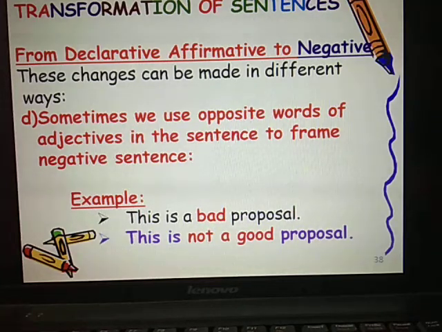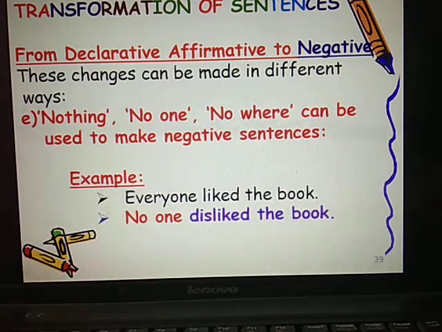So from declarative, affirmative to negative: this is a bad proposal. This is not a good proposal. See, if we have written this is a bad proposal, this is not a bad proposal, that means this is not a good proposal. This is a bad proposal, means we are saying the proposal is bad. So when we change into negative, this is not a good proposal, means we are again trying to say that it's a bad proposal. So this way the meaning should not change.